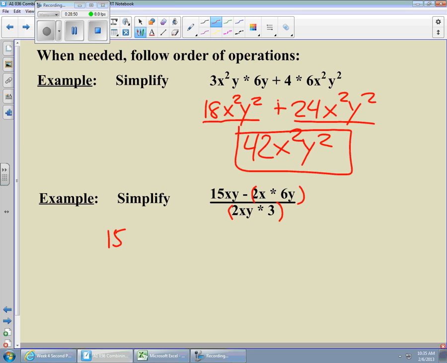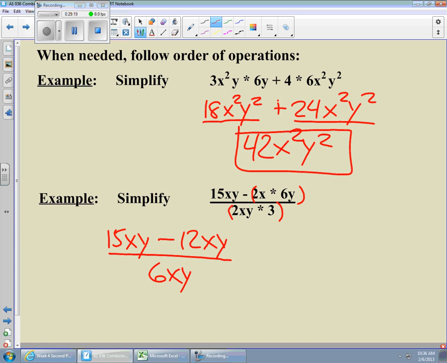So in the numerator, we have 15 xy's. From that, we're going to subtract whatever comes out of this multiplication problem. What does come out of that multiplication problem in the numerator? 2x times 6y is going to be 12xy's. What about in the denominator? What's down there? 6 xy's, exactly.